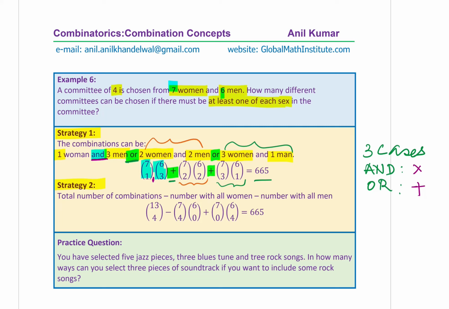Perfect. Now, strategy two is you could have done the other way. Find all the possible committees and remove the number of committees where there are only women or only men. You get the idea. That is the concept which can be used many times.